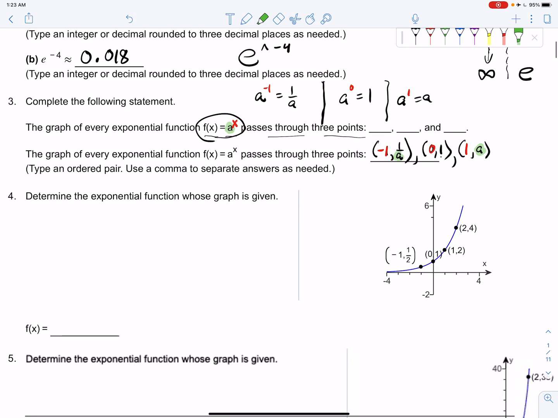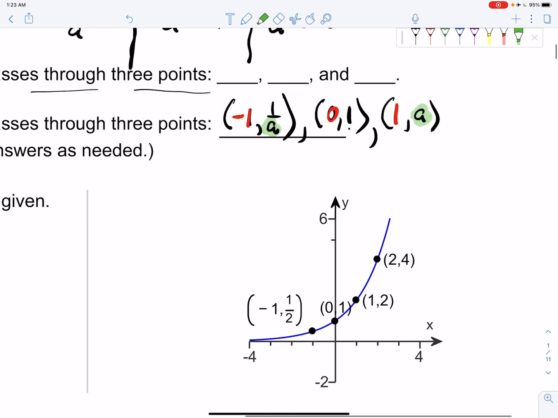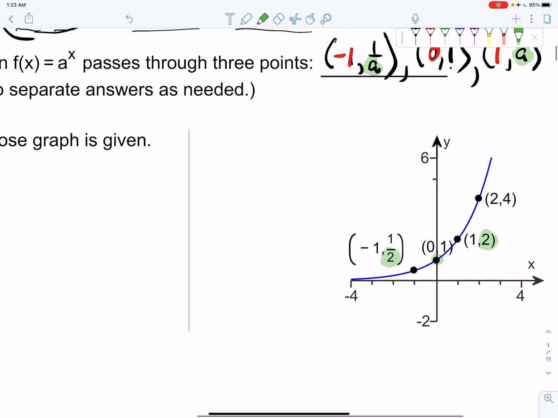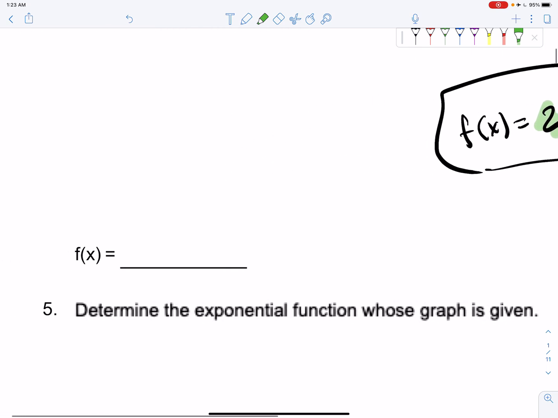They're asking us to determine the exponential function whose graph is given. Well, based on what I just learned on that last problem, if I take a look at negative 1 comma 1 over 2, and then I got my y-intercept right there, and then I've got 1 comma 2, I know that that's my a value, my base. So that must be the function f of x equals 2 to the x power, right? Because there's our base of a, which is 2 in this case. So f of x equals 2 to the x.